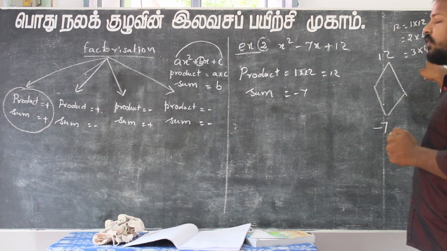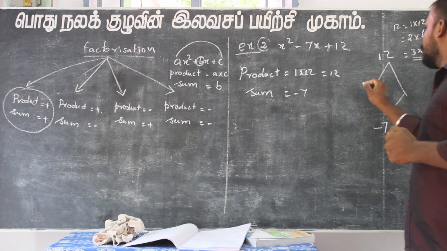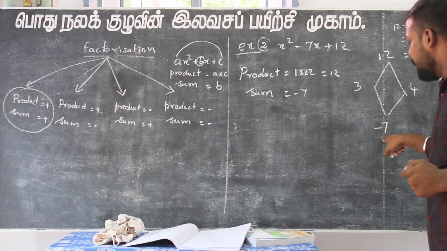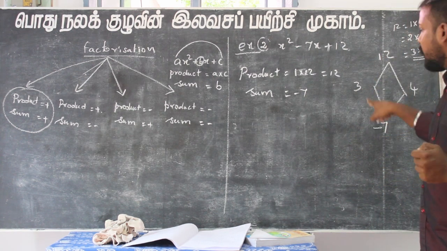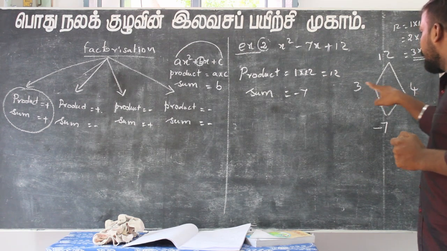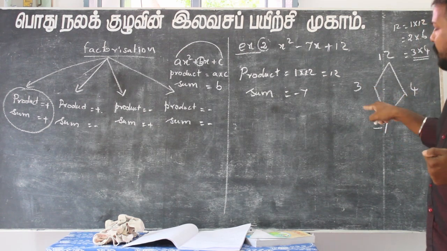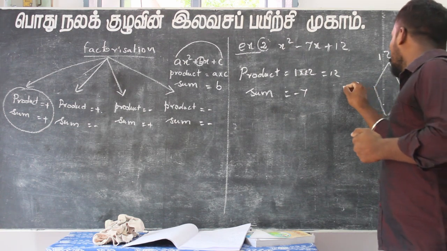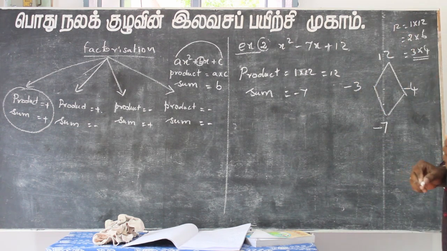3 plus 4 you will get 7. So we want to choose 3 and 4. In the first case your sum is positive. That is why you are giving both these numbers a positive sign. But here the sum is negative, so you are giving both a minus sign. So then only you will check.